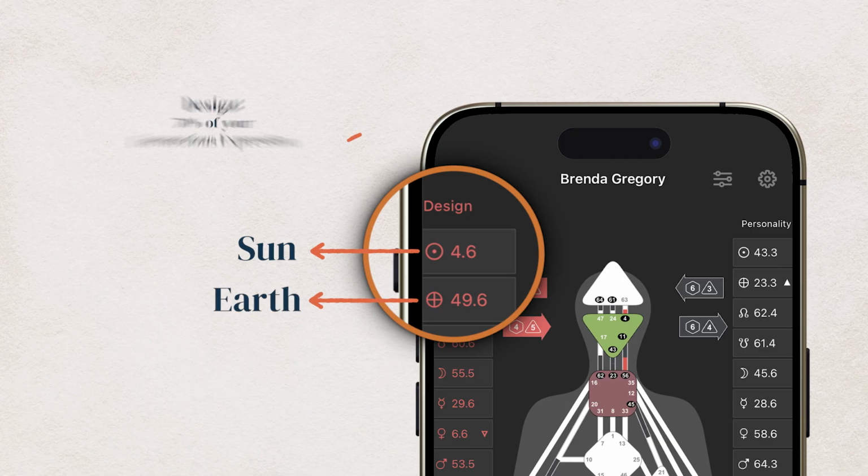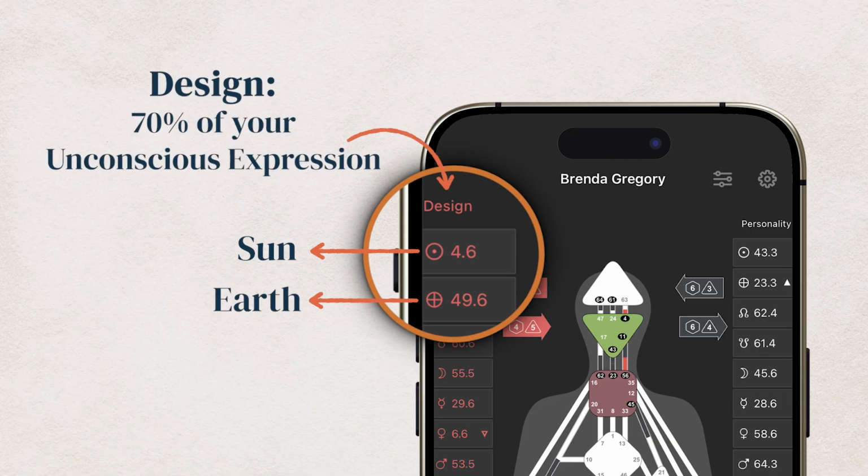Your design sun and earth are 70% of your embodied unconscious expression. More how people are going to interpret and see you rather than you seeing yourself. Your design earth is what anchors your body, allowing the expression of your design sun to come through whether you are aware of it or not. And each of these gates is connected to a center, which gives the gate another type of meaning.